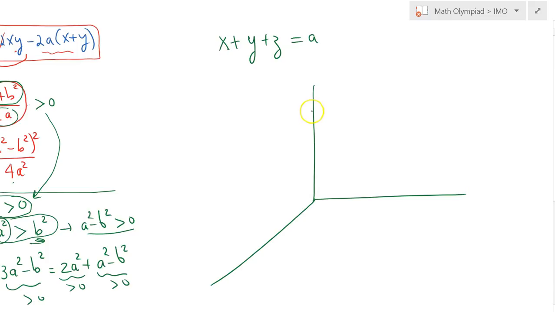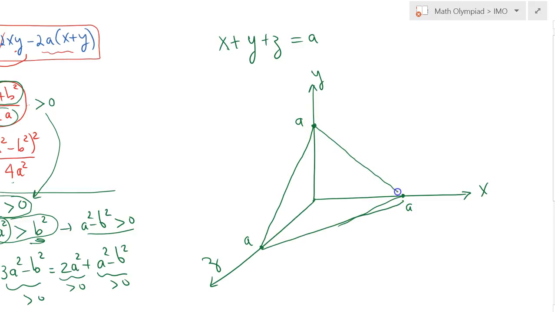So if you have the x, y, and this is the z, so this is an a here, a, and a here, you have this plane which cuts through here. I'm not interested in the other parts of the plane, right? Does that make sense? I'm only interested in the part where x, y, z are positive, which is just this portion, which turns out to be an equilateral triangle, right? With side length a root 2, sorry for that.